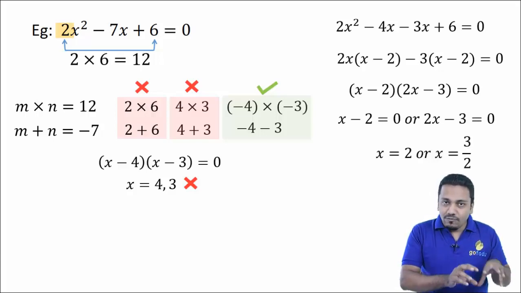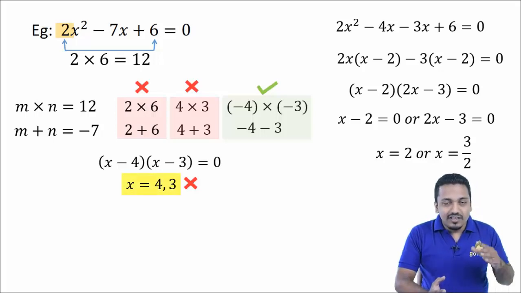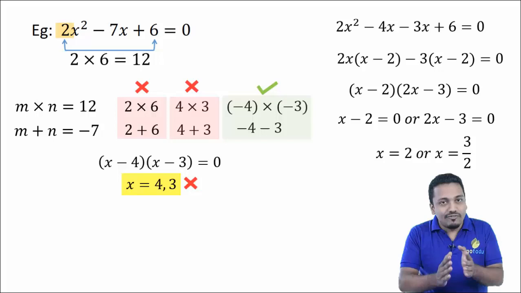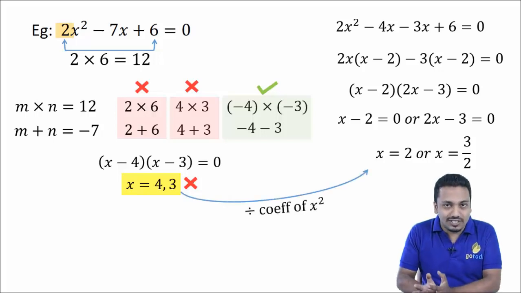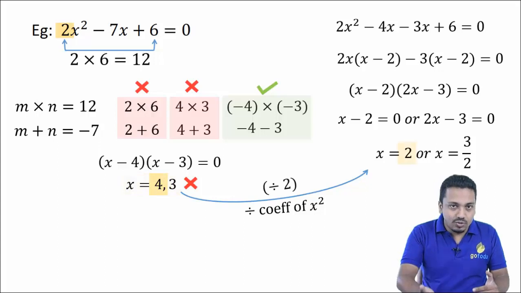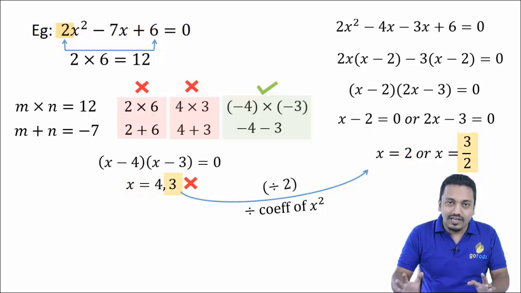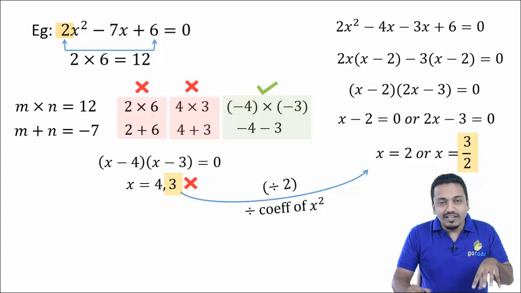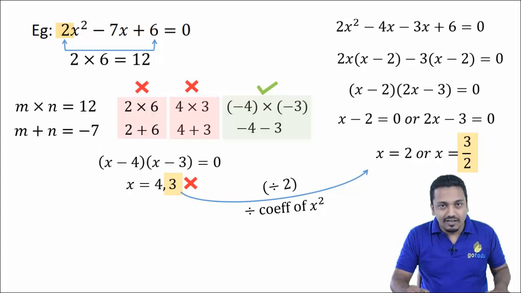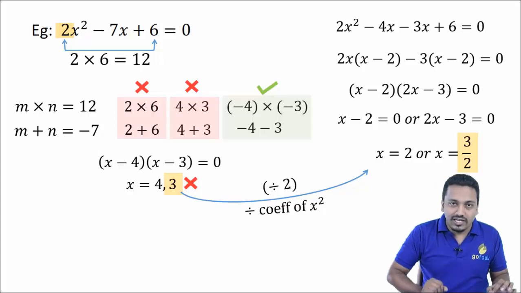If you look at what we got earlier, 4 and 3, that solution only has got divided by the coefficient of x square. 4 got divided by 2 and it gave us 2, and 3 divided by 2 gives us 3 by 2 as the final solution. But in the previous example, we got the answer directly. We didn't divide it by anything, because there the coefficient of x square was 1 only.